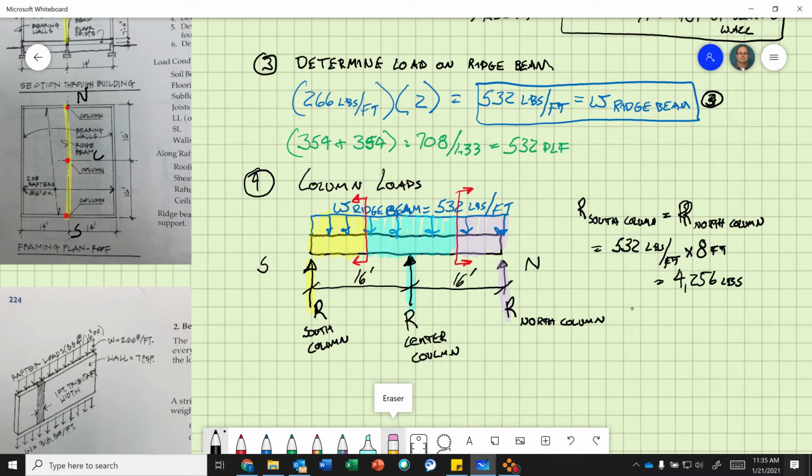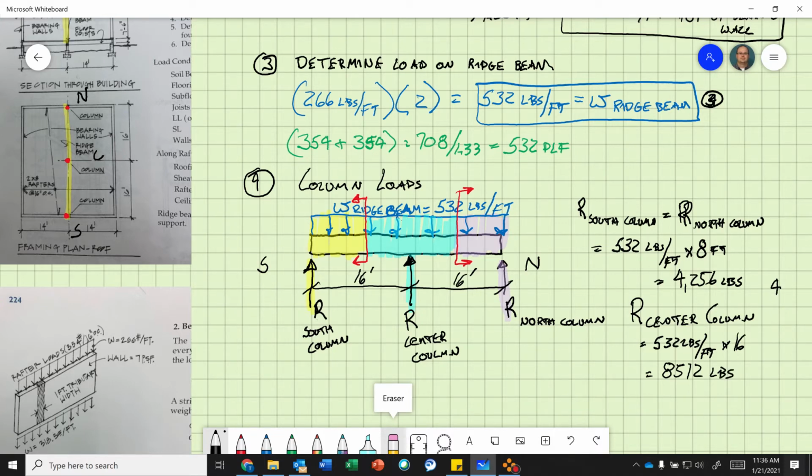Okay. Now the reaction, or the load on the center column, equals 532 pounds per foot times, now my tributary length is 16 feet because I have 8 on this side and 8 on that side. So it's basically double that load. So 532 times 16 equals 8,512. So this is the answer for number 4.